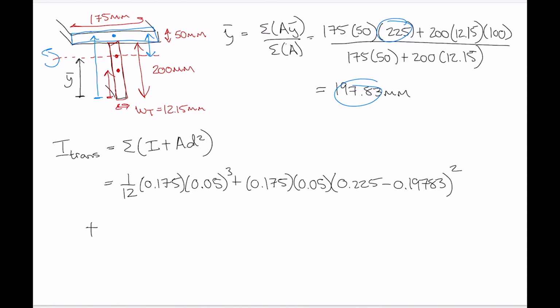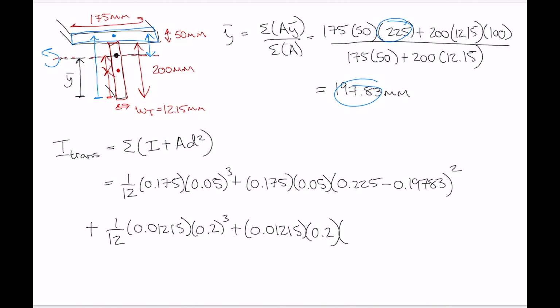And then we add on the same thing for the upright piece of the T. So 1/12, the base, 0.01215, the height, 0.2, cube that. Add back on the areas, 0.01215 by 0.2, and then again, distance d is between the centroid of that component shape and the centroid for the overall cross section, which is right there.